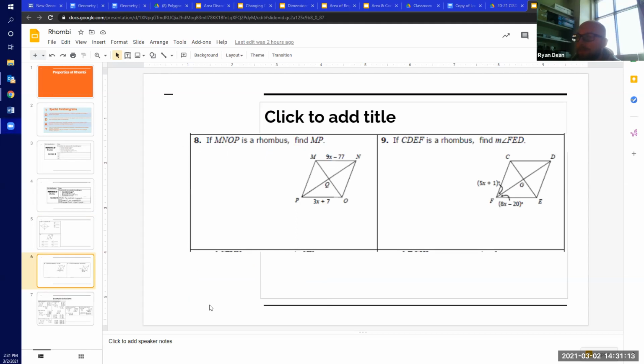Okay, this next problem here has us dealing with sides. These are really straightforward and simple. This one right here deals with opposite sides being congruent. Opposite sides are congruent. And then this one right here, the property that we're using is that diagonals bisect the angles, okay? So here's the work that we're going to be taking a look at.